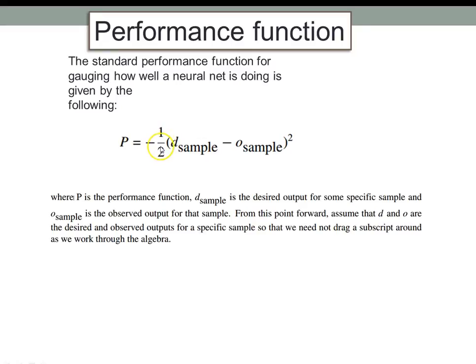If you want to make it positive or negative, it doesn't matter. We're going to use this to determine how well we're doing, and then use this to determine how to adjust the weights, or how much to try to adjust the weights. If we're doing well, we don't want to adjust the weights much, but if we're not doing well, we want to adjust the weights more. This is called the performance function.